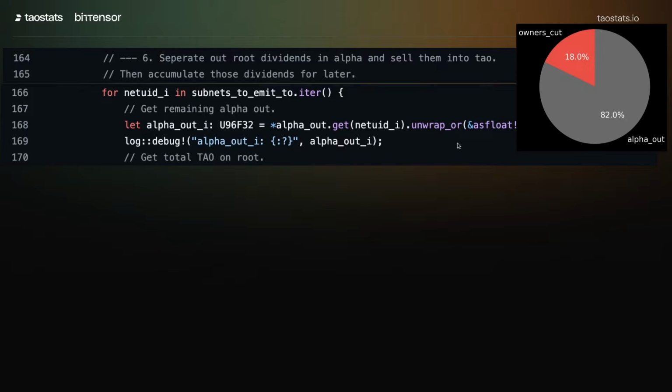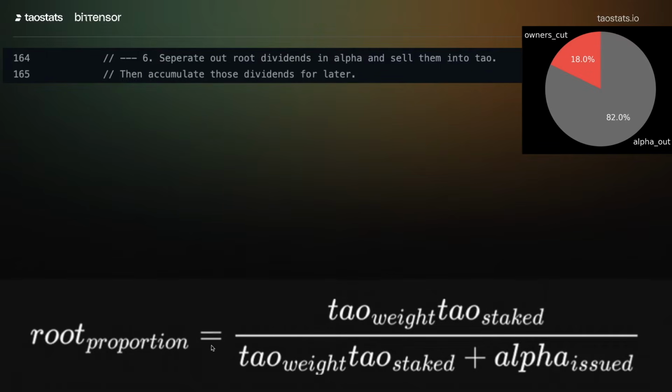And then we're going to find the total tau on root. And the reason for that is we need to calculate that root proportion. How much of the validator stake goes to root? How much of it stays to the alpha stakeholders? And the root proportion is the tau weight, which is set on chain at 0.18, the amount of tau staked to root, and then the total amount of alpha issued.